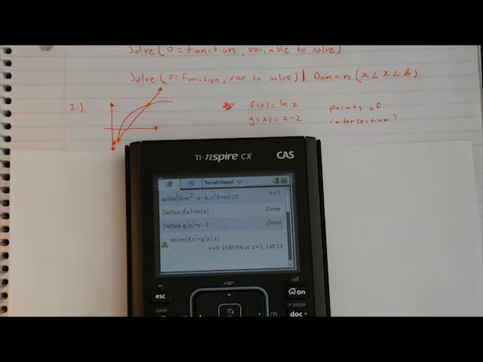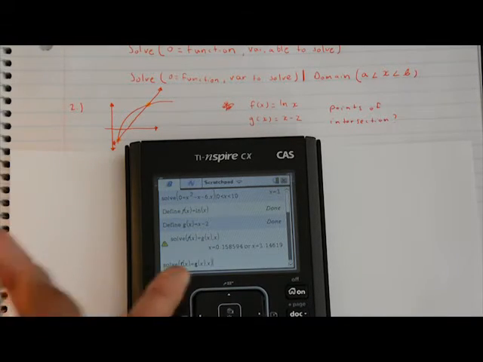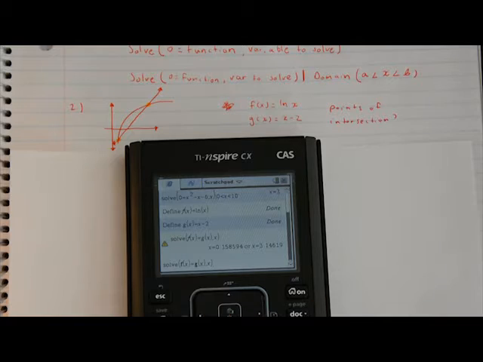If you go f of x is equal to g of x, you have that. You're solving for x to find the x coordinates of intersection, comma x. You hit enter, and you get your two results.